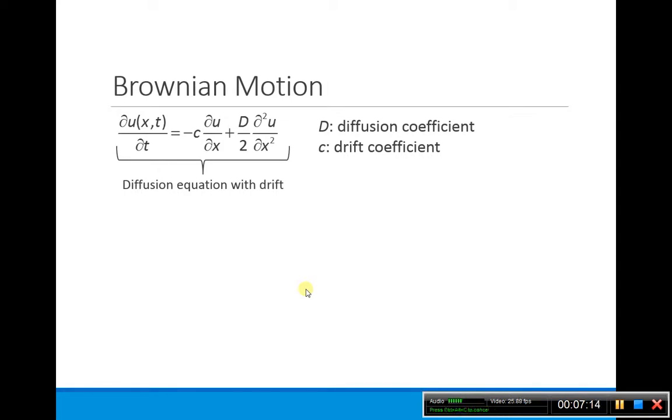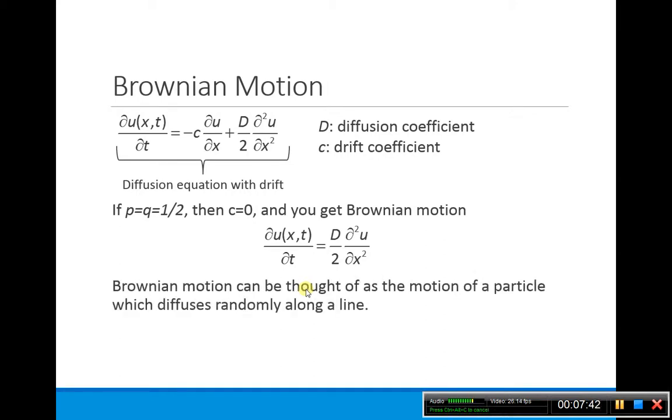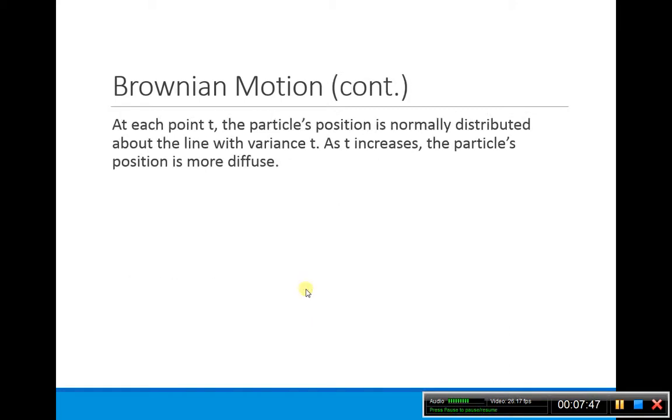So here was what we just derived on the previous slide. If we let there be equal probability of coming from either the left or the right, then our c term is equal to 0, which gives you what we term Brownian motion. So basically there's an equal probability of moving in one direction or the other if you're at a certain spot. Brownian motion satisfies this diffusion equation in which we have no drift.